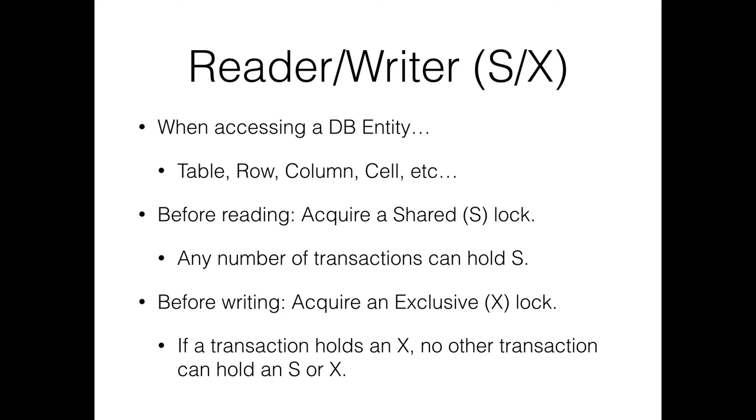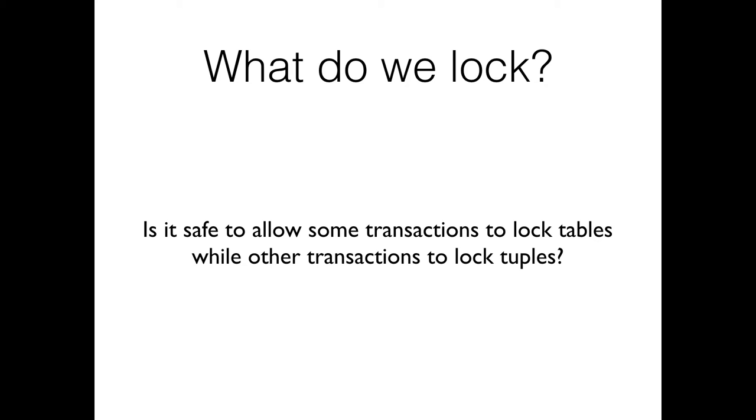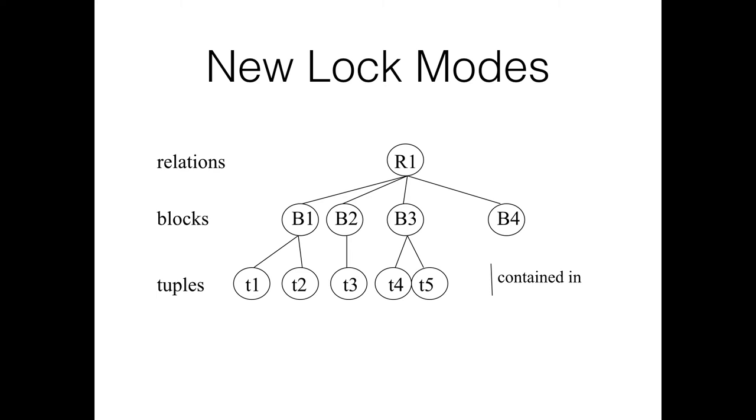Well, we already have some notion of a hierarchy. We've got relations, then we can group sets of tuples into blocks that we put onto a disk together. We then have individual tuples, and then within the tuples we have individual cells. So what if we had some way to lock just the level in this hierarchy in such a way that it would work? If I had one transaction that locked, let's say, tuple one, it would prevent another transaction that wanted to lock relation one, but it wouldn't prevent another transaction that wanted to lock tuple five. And so the idea behind this is what's called hierarchical locks.